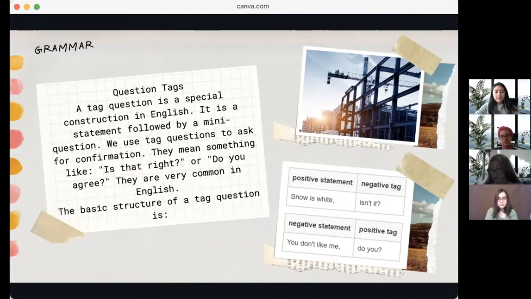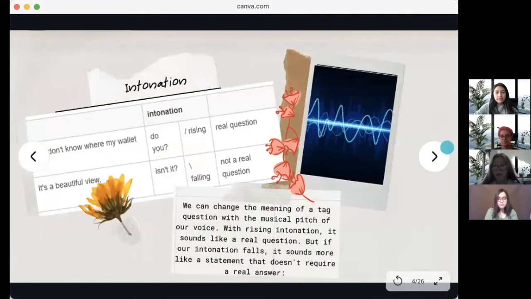Thanks. Great. When we have positive statements in tag questions, we can see that most of the time the auxiliary verb from the positive statement is repeated in the tag and changed to the negative. In the negative statement, notice that the negative verb in the original statement is changed to positive in the tag. Then we're going to talk about intonation.